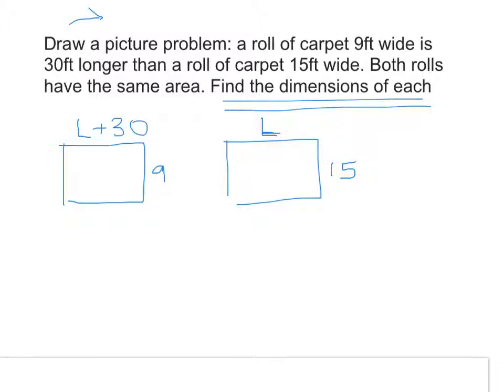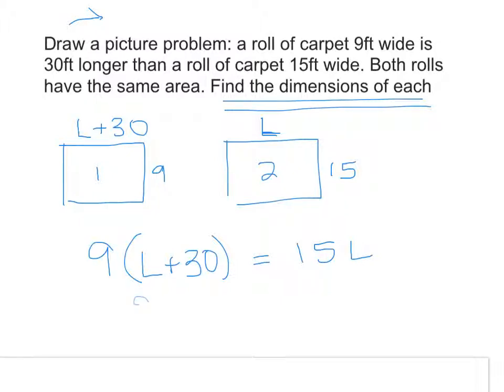It says both rolls have the same area, so I need to calculate the area of each. So we'll call this carpet 1 and this carpet 2. So the area of carpet 1 is 9 times (L plus 30), making sure to put L plus 30 in parentheses, remembering that the area of a rectangle is length times width. All right, and then the other one would be 15L. Now that's a basic equation that you know how to solve.